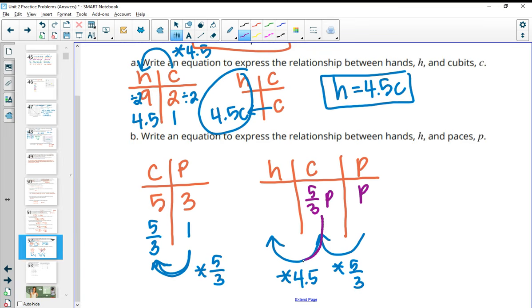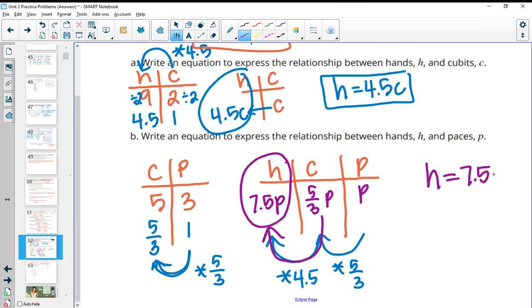Then I need to take this and multiply it by 4.5, and you could type that in your calculator. But 5 divided by 3 times 4.5 is 7.5. So then you multiply 7.5 times the paces to get the hands. So the equation is hands equals 7.5 times however many paces you had.